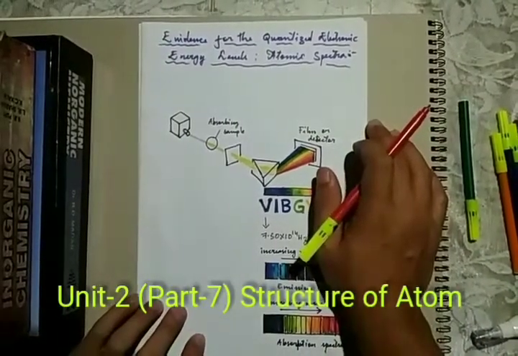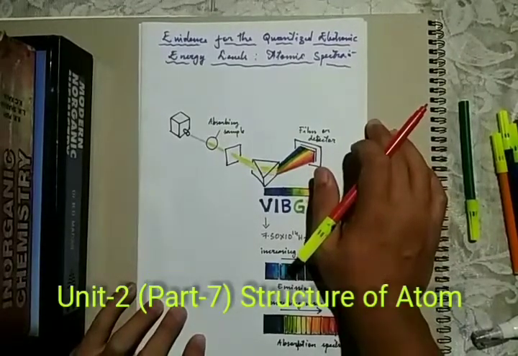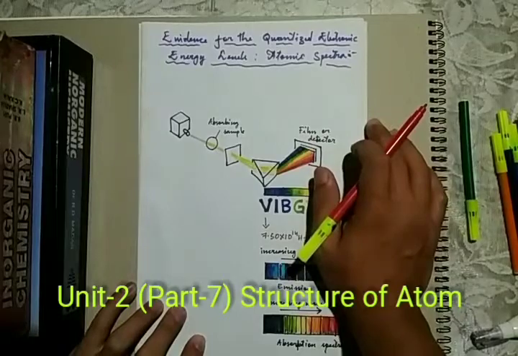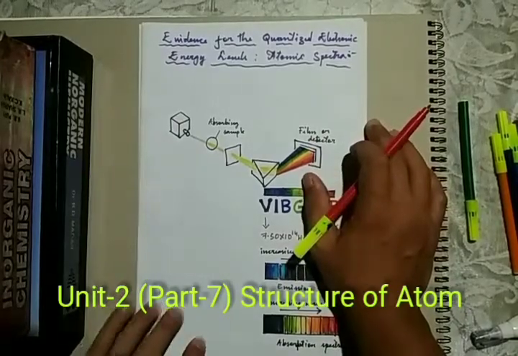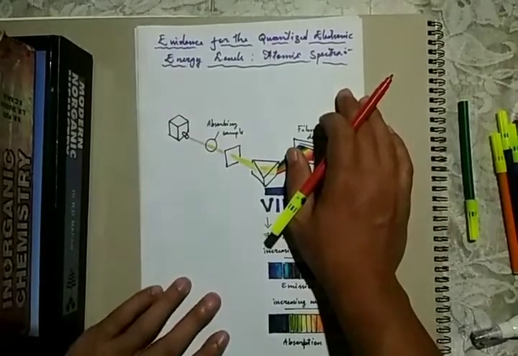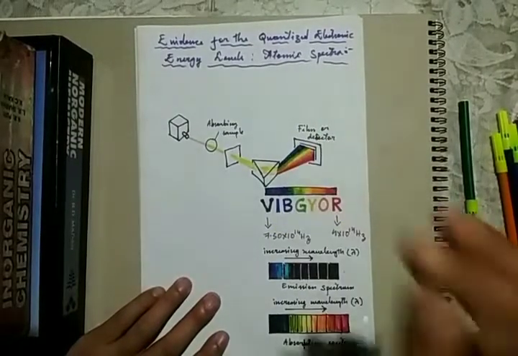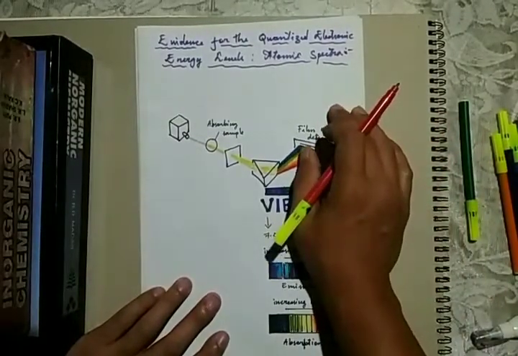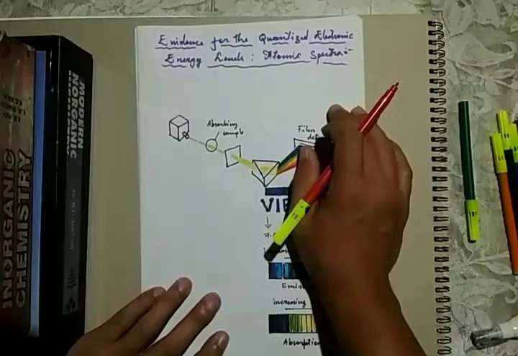Hello everyone. Our topic today will be evidence for the quantized electronic energy levels, atomic spectra. Before going further, let us first discuss something. We all know that the speed of light depends on the nature of the medium.